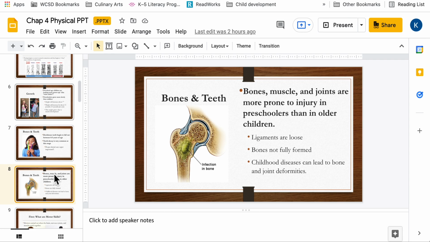Another reason would be because we do have some kids who have childhood diseases that can lead to bone and joint deformities. Now, obviously, this would be a smaller percentage, but it is good to be aware that we would have some kids that we work with that we need to have special strategies in mind for how we can best help them grow and develop so we're not causing further harm and damage to some of their bones, muscles, and joints.